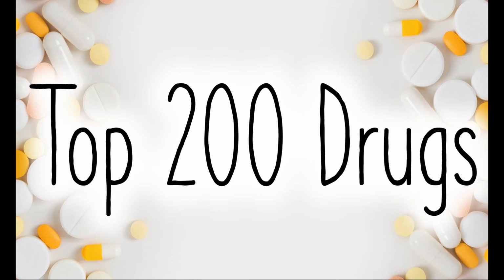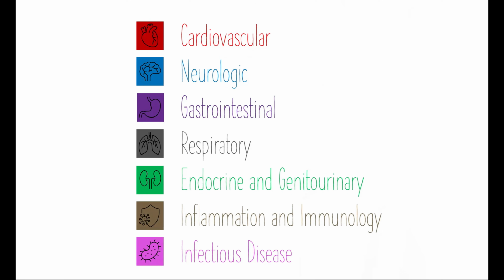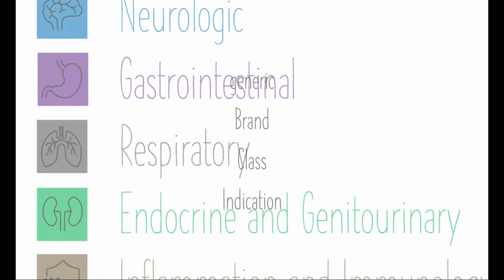In this video, we'll go over the top 200 drugs. Drugs are ordered by system and class as shown here. Timestamps can be found in the description for each section. These therapeutic groupings are based off of clinical pharmacology's medication hierarchy.